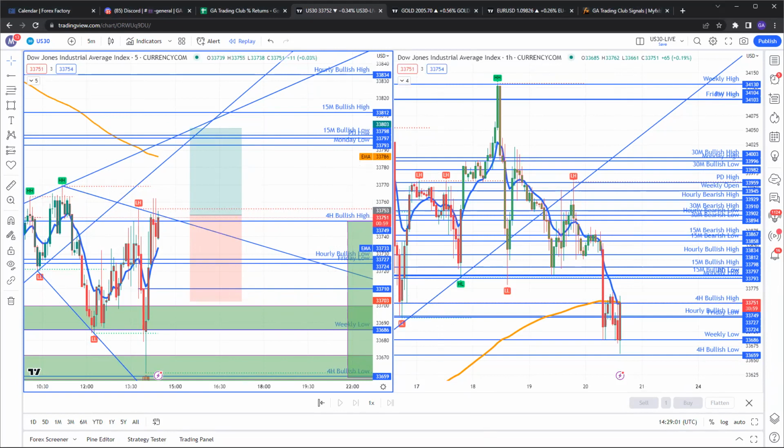So hopefully we get this trade in the next 5-minute candle. This is what I want. I want this candle to close above that trend line. If this candle closes above the trend line and then the next 5-minute candle closes below this trend line, I'll just call it a day.